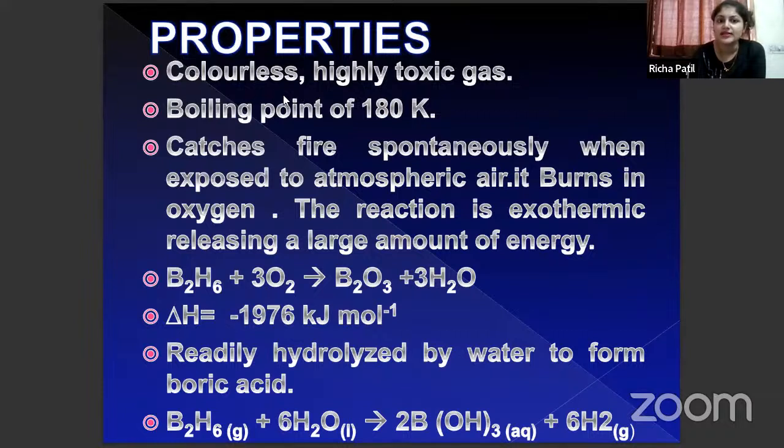So what are the properties? It is colorless, with boiling point 180. It catches fire spontaneously when exposed to atmospheric air. It burns in oxygen, and the reaction is exothermic with release of a large amount of energy. You can see the energy released is minus 1973 kilojoules per mole. It is readily hydrolyzed by water to form boric acid. So this is the reaction.